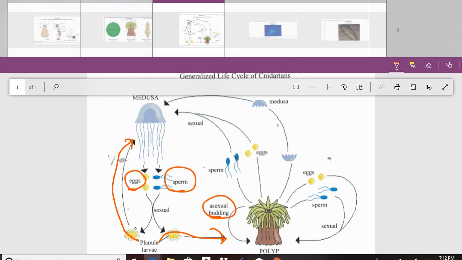So here's the polyp, and reproduction can occur with budding. But then the polyp can also form eggs and sperm that will become a polyp, but they can also form eggs and sperm that will form a medusa. So the polyp can reproduce asexually by budding, but it can also reproduce sexually and lead either to a medusa or a polyp, depending on the particular species.